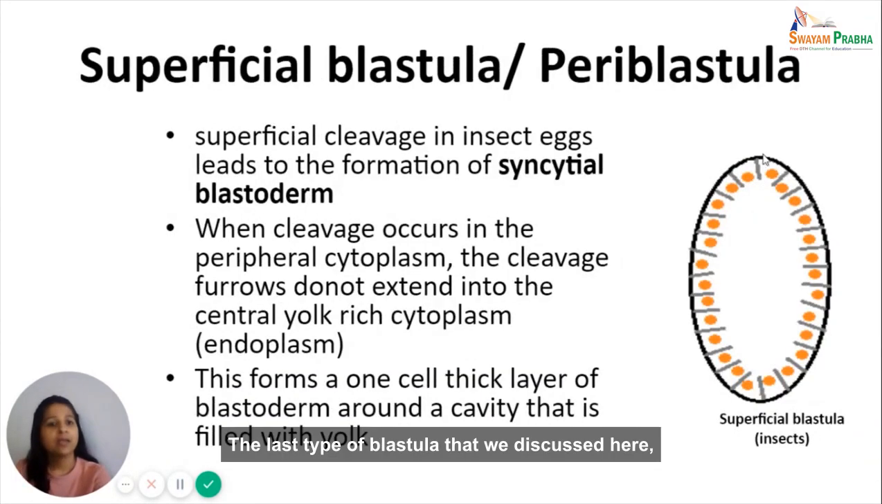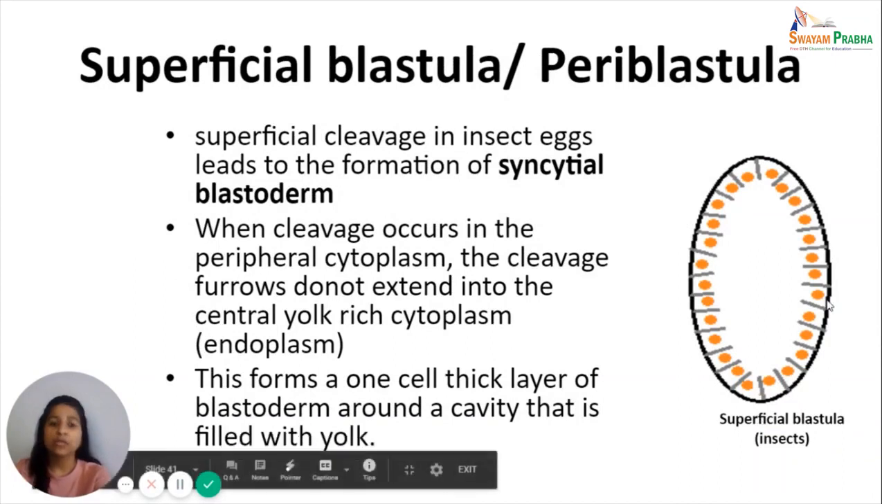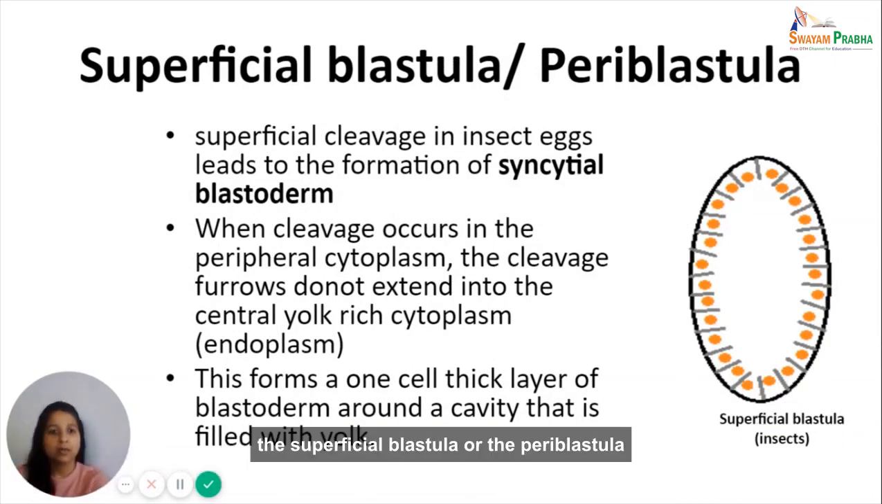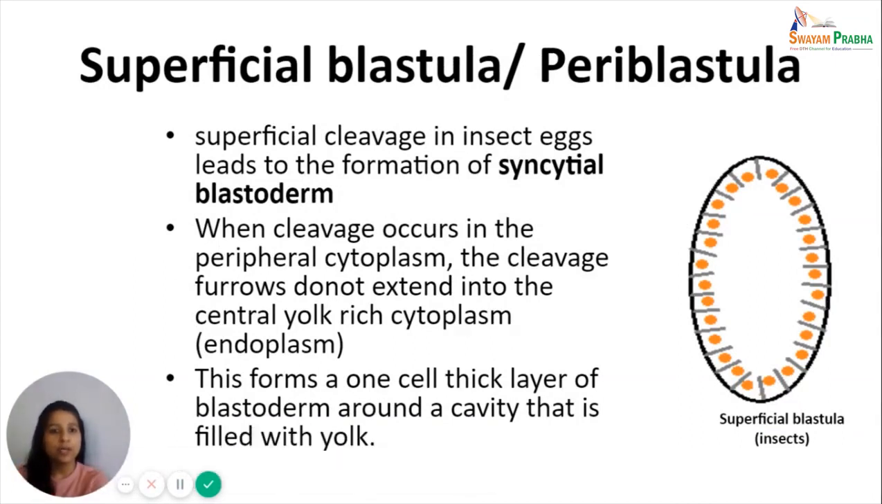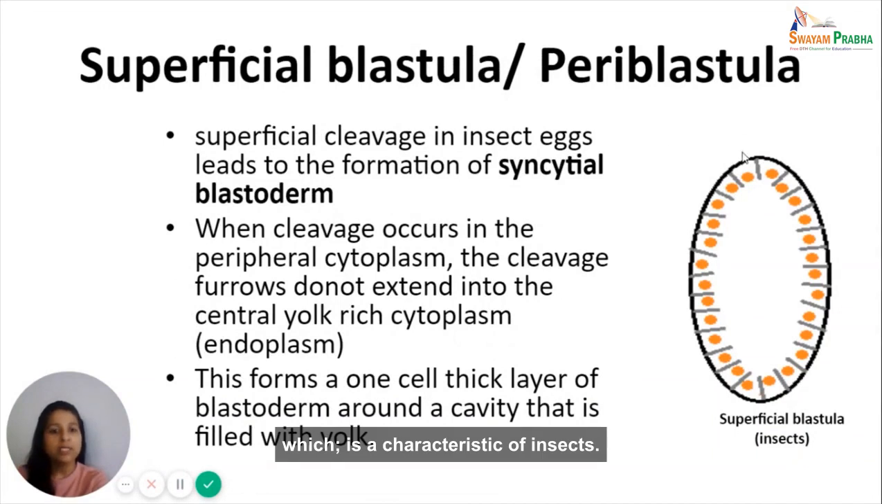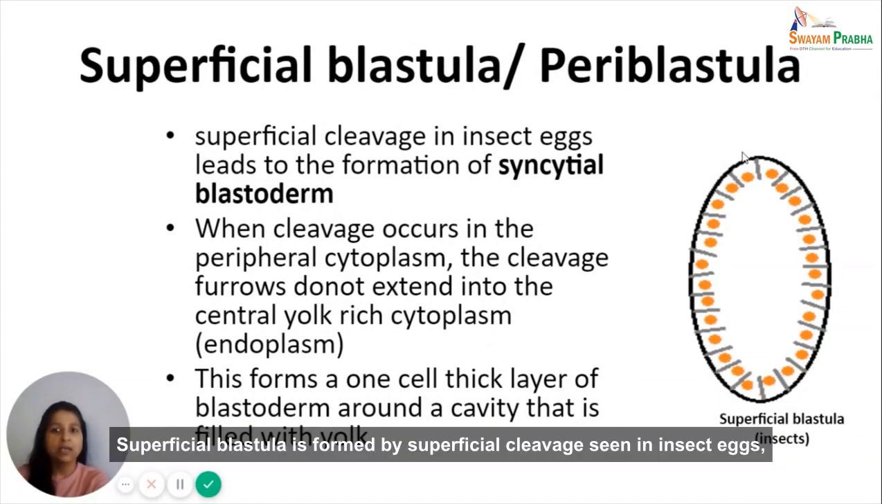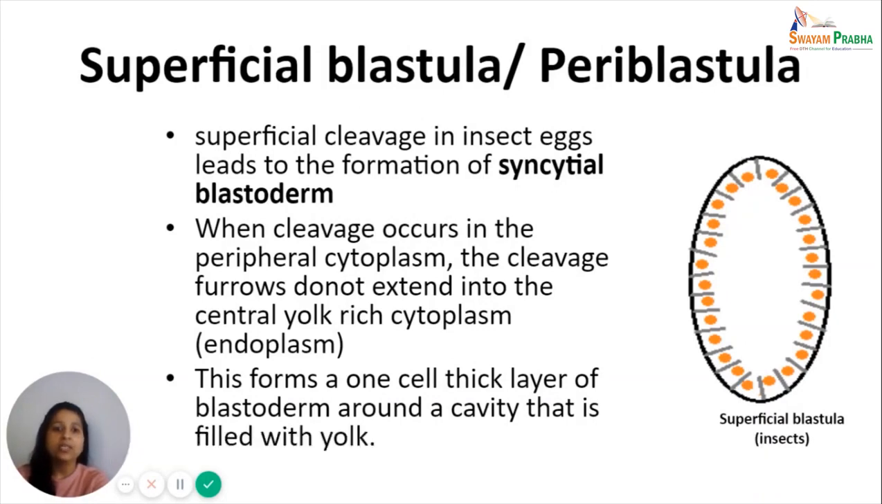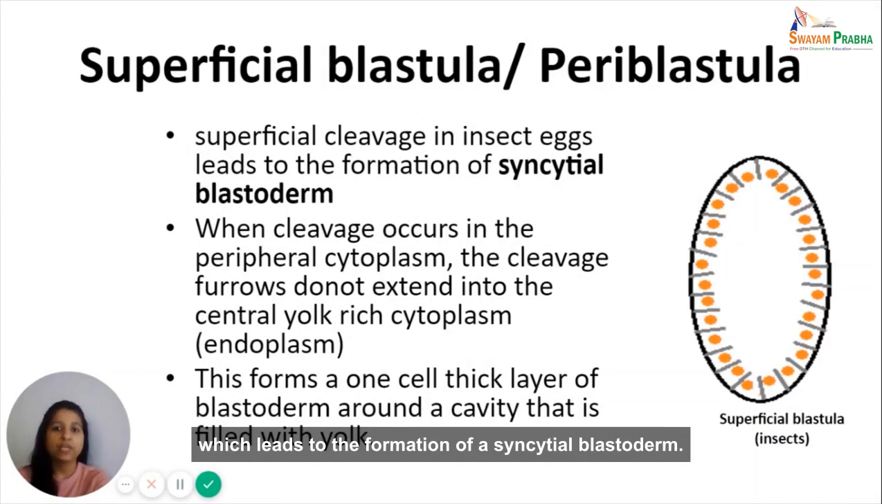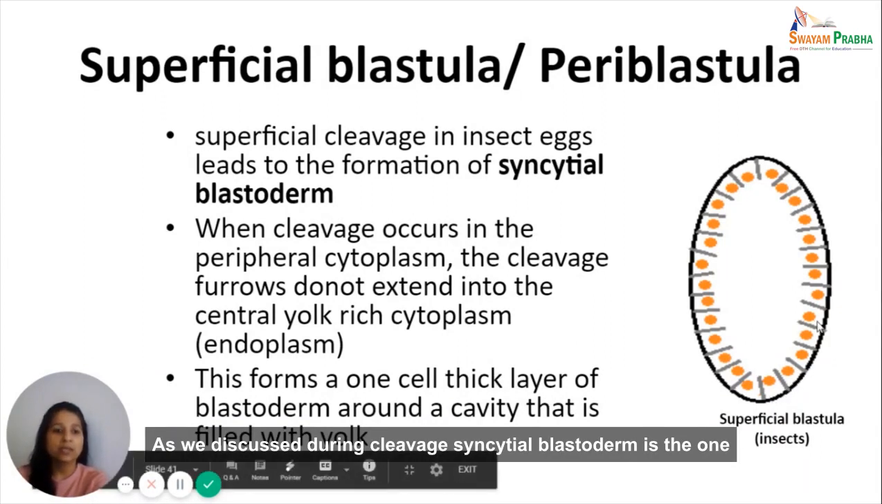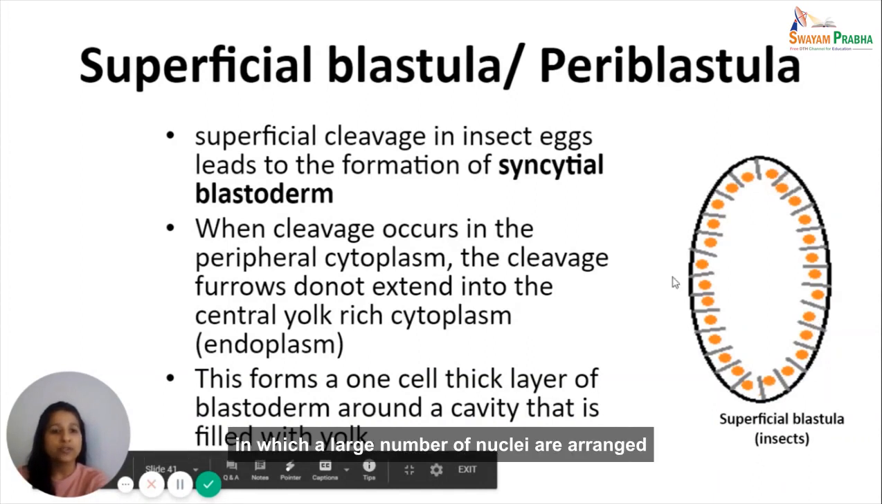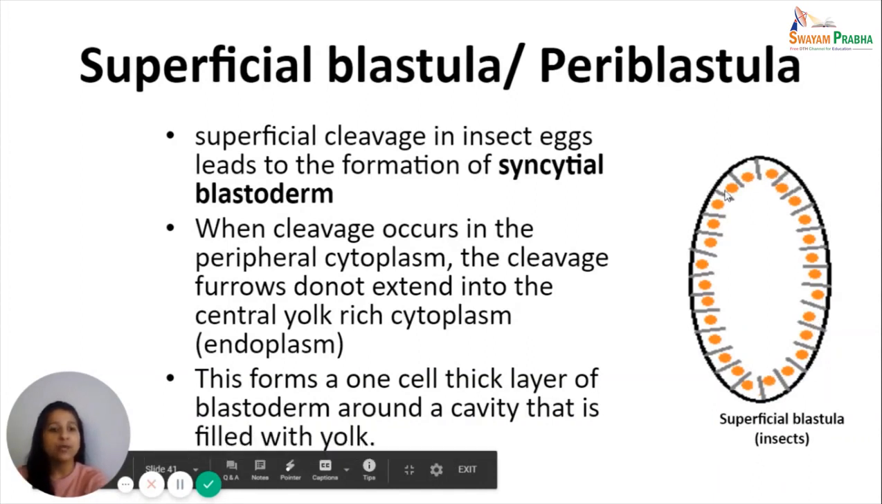The last type of blastula that we discuss here is the superficial blastula or the periblastula, which is a characteristic of insects. Superficial blastula is formed by superficial cleavage seen in insect eggs, which leads to the formation of a syncytial blastoderm. As we discussed during cleavage, syncytial blastoderm is the one in which a large number of nuclei are arranged without any division of the cytoplasm.